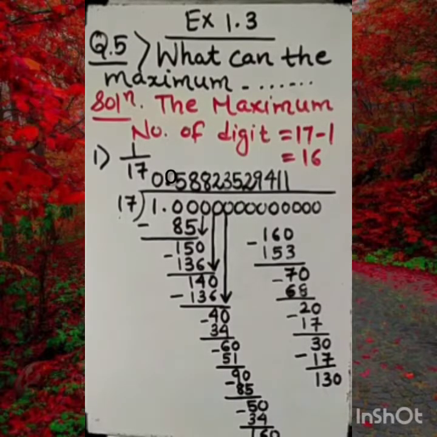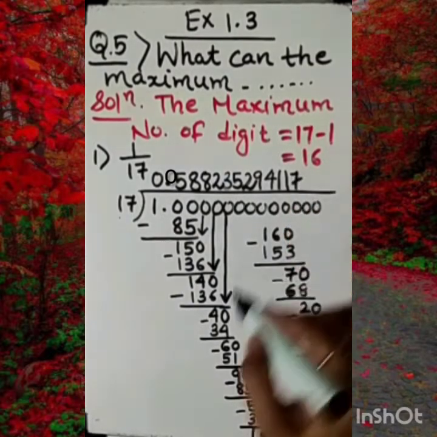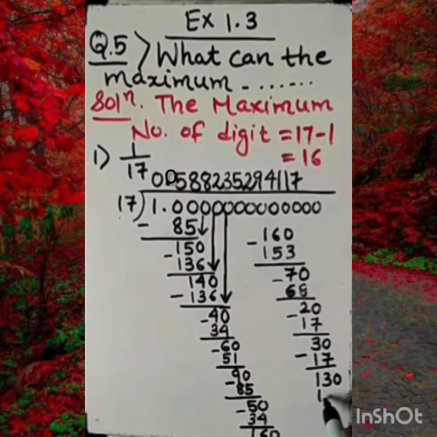130. Then nearest to 130 is 17 7s. Let's see what 17 7s is coming. 7 7s are 49, so it will be 119. So it is nearest to this. Now 130 minus 119 gives the result 11, and along with 0.